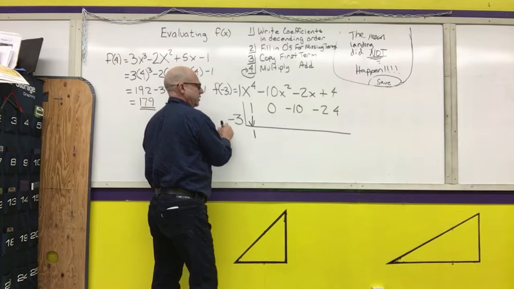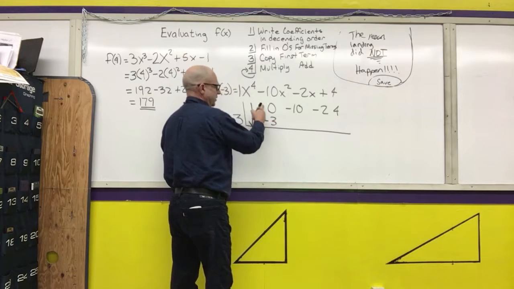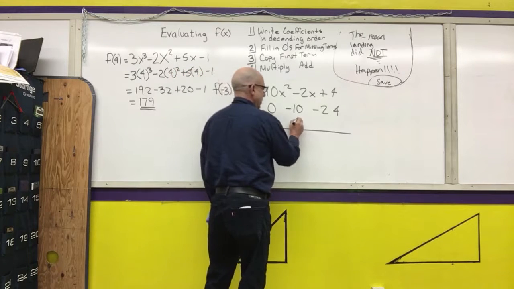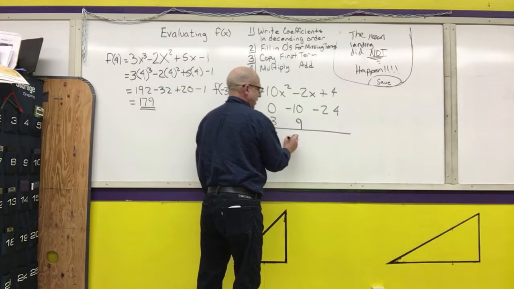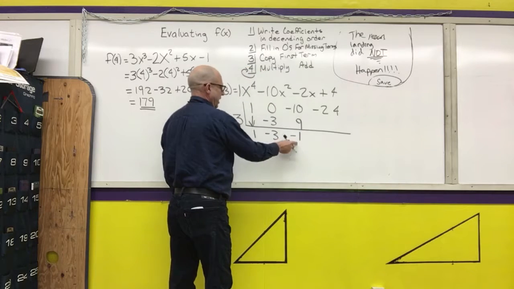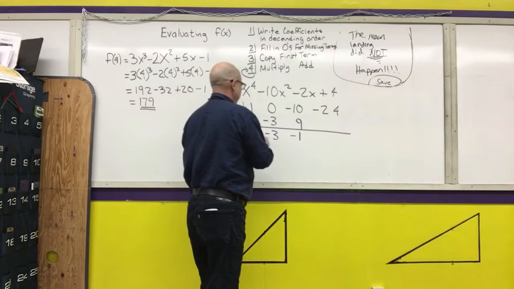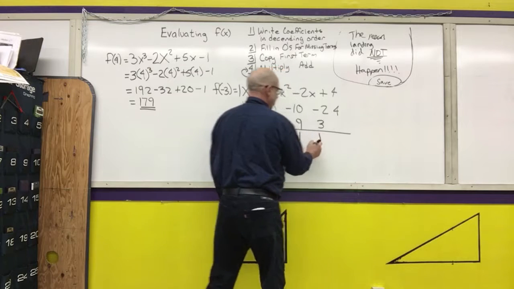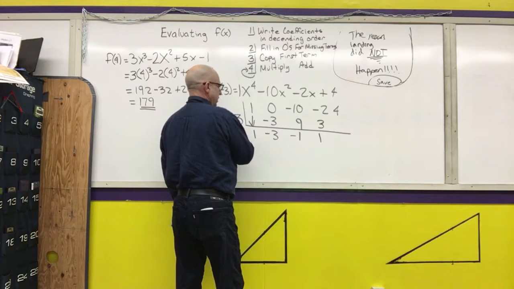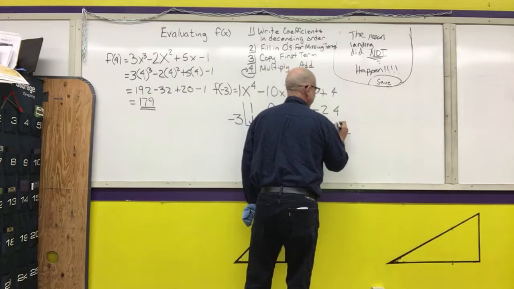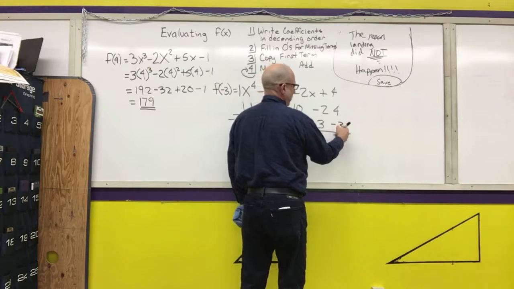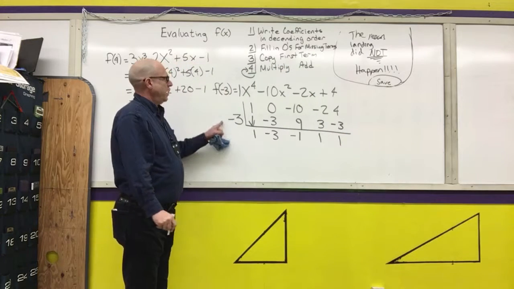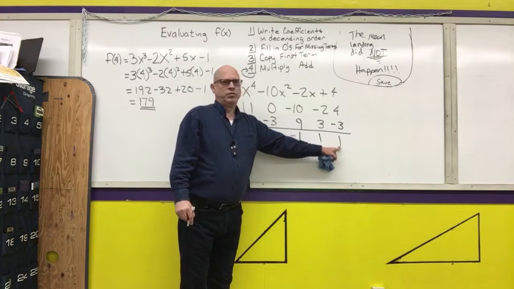I multiply. Negative 3 times 1 is negative 3. I add. 0 minus 3 is negative 3. Multiply. Negative 3 times negative 3 is 9. Negative 10 plus 9 is negative 1. Multiply. Negative 1 times negative 3 is positive 3. Negative 2 plus 3 is 1. 1 times negative 3 is negative 3. 4 minus 3 is 1. So if I put a negative 3 into this function, the result is going to be a 1.